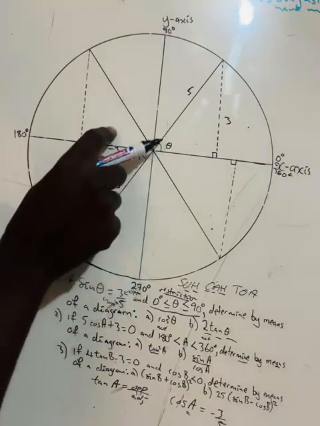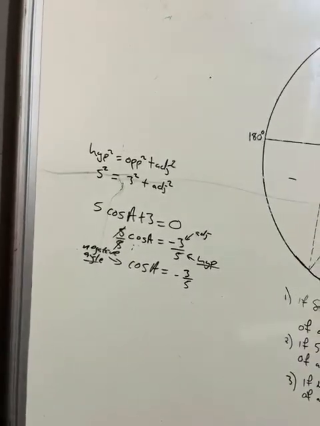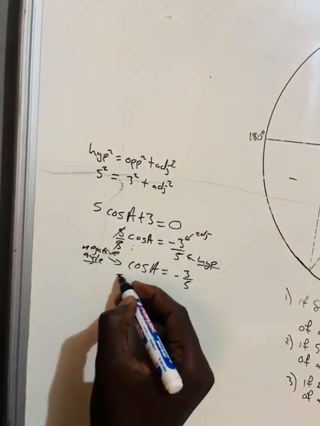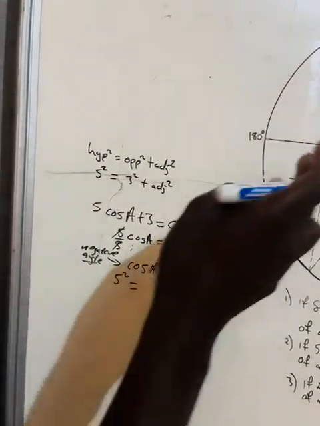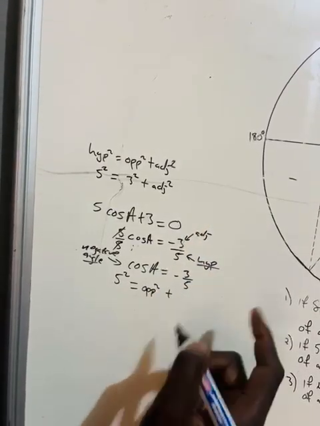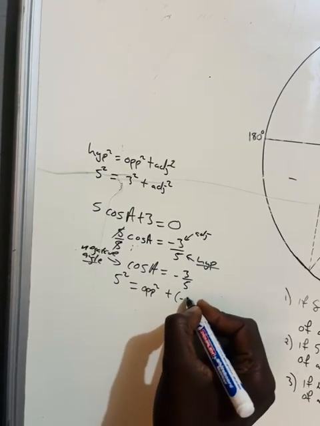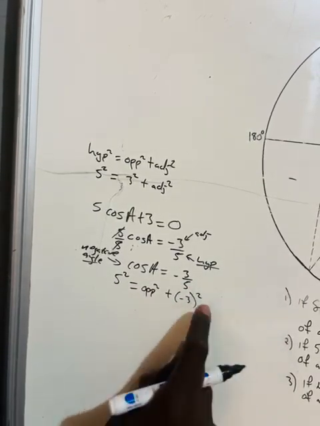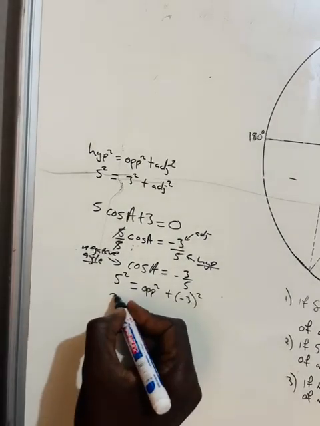We have the hypotenuse, we have the adjacent. Now, what are we going to do? We say that our hypotenuse is 5. So we've got 5 squared is equal to our opposite, which we do not know, so we write opposite squared, plus our adjacent, which is negative 3. So we open the bracket and say negative 3, close the bracket, and say squared. Now, when I say 5 squared, it gives me 25.